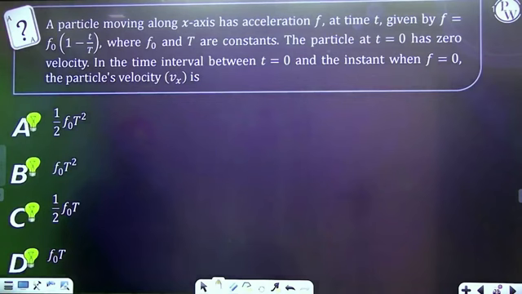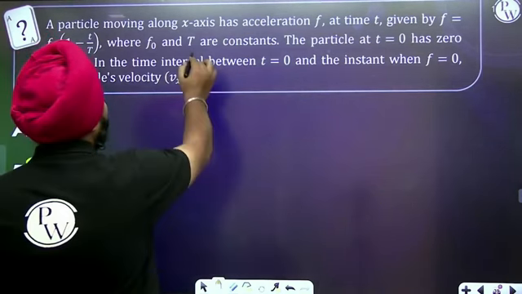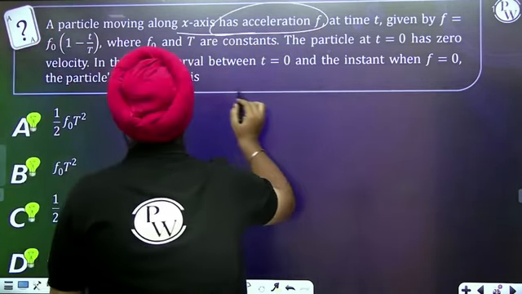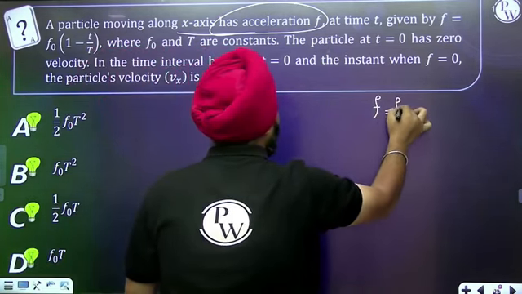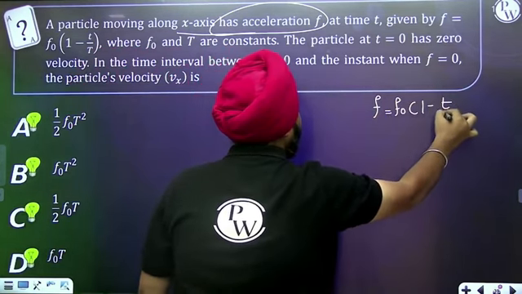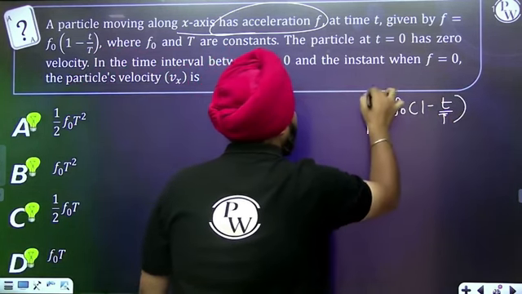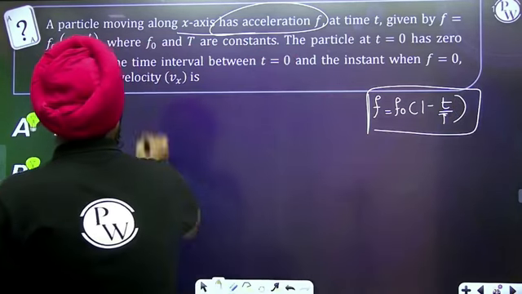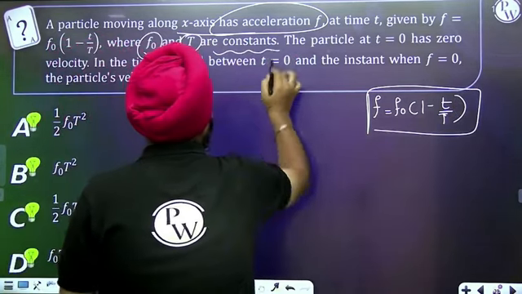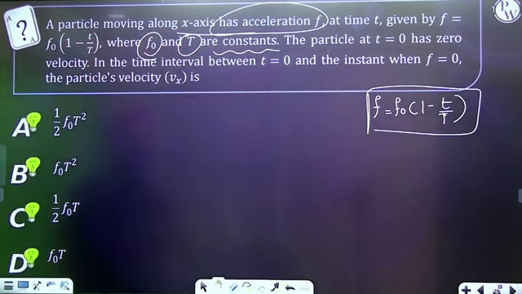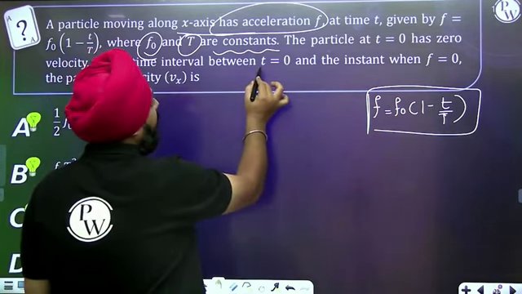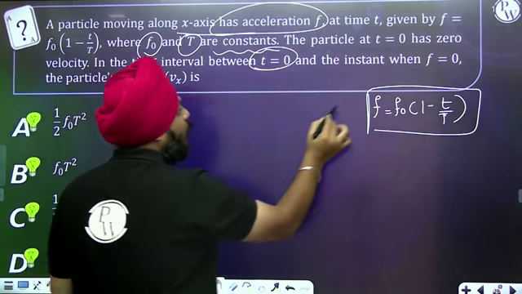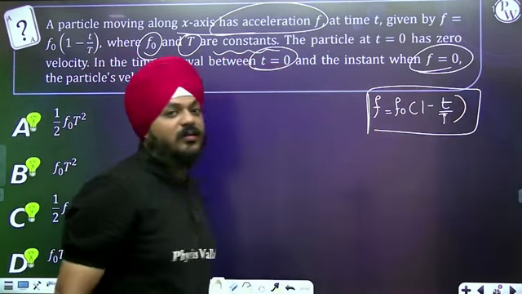Now see, a particle moving along the x-axis has an acceleration f, and the time is given by this. The equation of the acceleration is f equal to f0 into (1 minus small t by capital T), where f0 and capital T are constants. The particle at t equal to 0 has zero velocity. What will be the particle velocity in the time interval between t equal to 0 and when f is equal to 0?